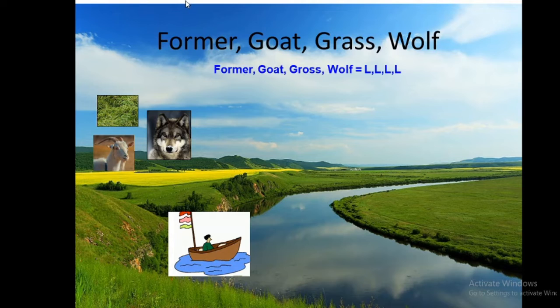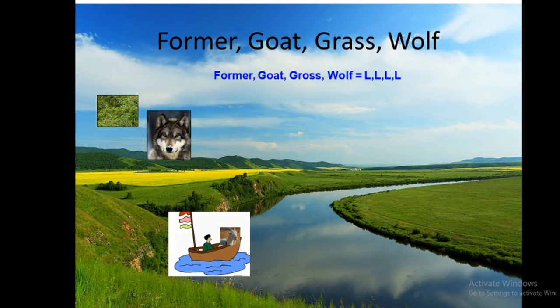In this story, the farmer needs to take the goat, wolf, and grass to the right side of the river, but one condition is there: only one can travel with the farmer in the boat, because the boat is very small. At first he decided to take the goat first because the wolf won't eat the grass.